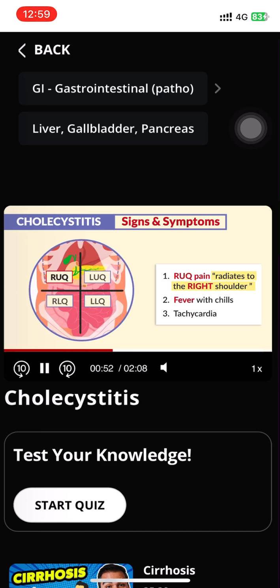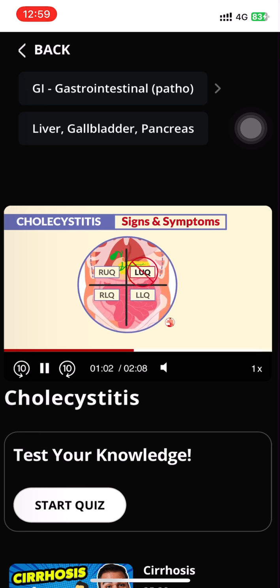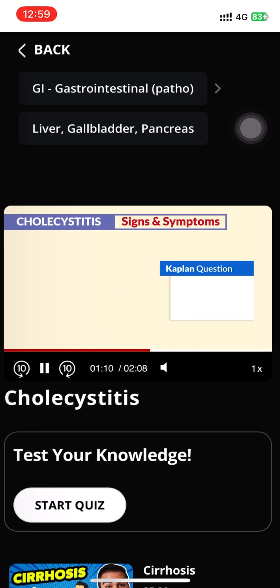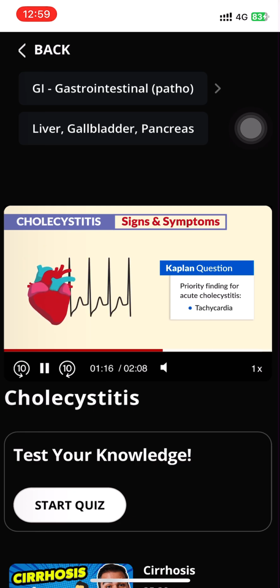Now again, write these 3 down and know the location here. Always highly tested on Select All That Apply questions. Now, don't let the NCLEX trick you here. Not left upper quadrant pain that radiates to the back. That's typical of pancreatitis on the other side of the abdomen. So Kaplan mentions, priority findings for acute cholecystitis include tachycardia.